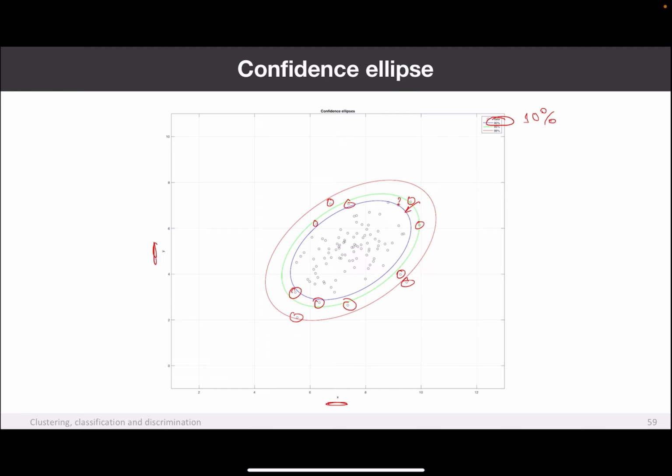And then for the green one, we have 5%, it's 95% confidence. And for the red one, it's 1%. For example, if you look at the red one, we have indeed only one outside the red one. So we have exactly 1%. Okay. So this is the overall idea.